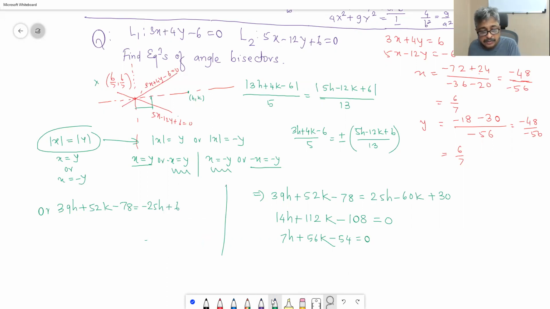So that is the silly mistake. 52k minus 60k is minus 8k, and minus 78 minus 30 is minus 48. So it is 64h minus 8k minus 48 is equal to 0, and 8h minus k minus 6 equal to 0. These are the two.